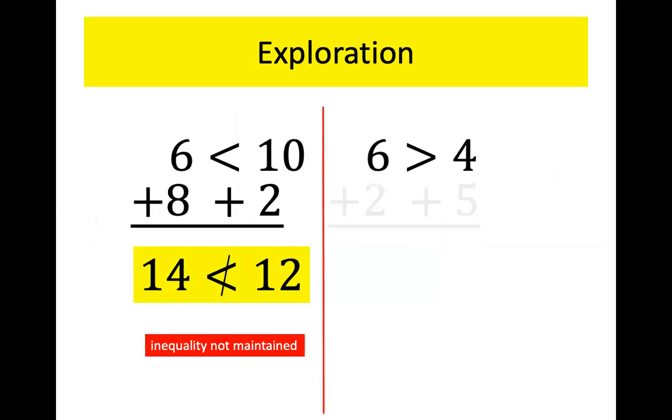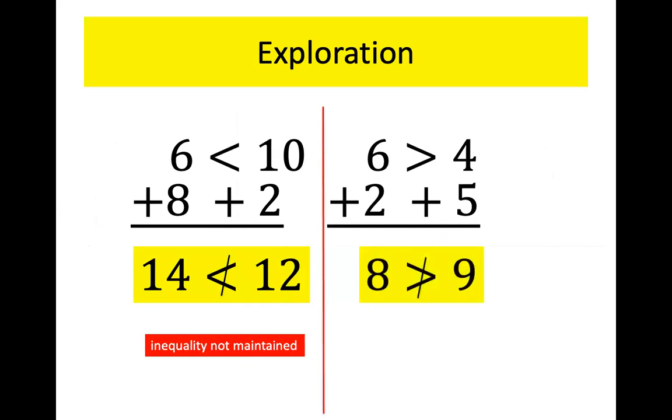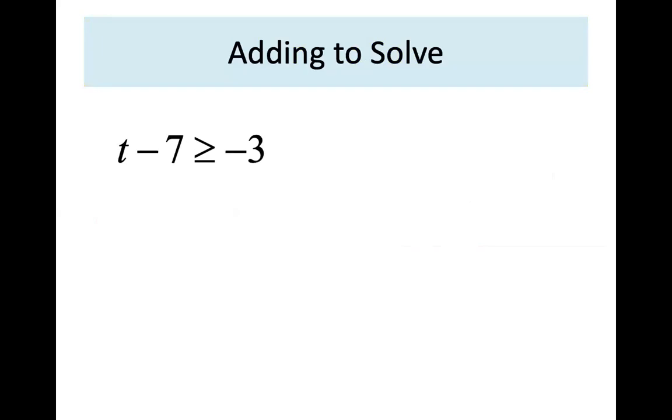Do the same thing. Let's add different numbers to both sides. That's going to give me an 8. That's going to give me a 9. And 8 is not bigger than 9. So you are allowed to add and subtract the same thing from both sides of an inequality. Okay. All right. So let's see how that would look.